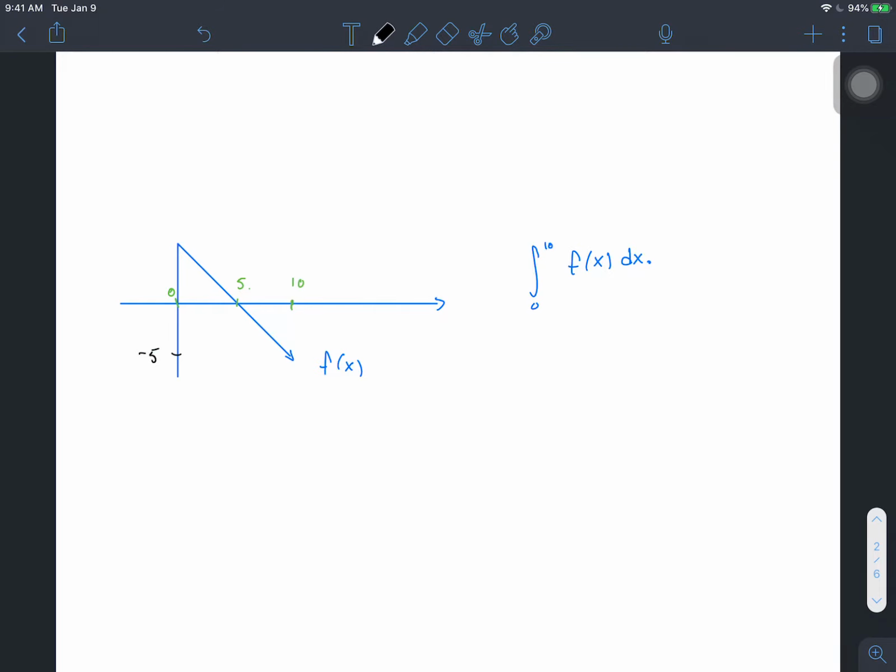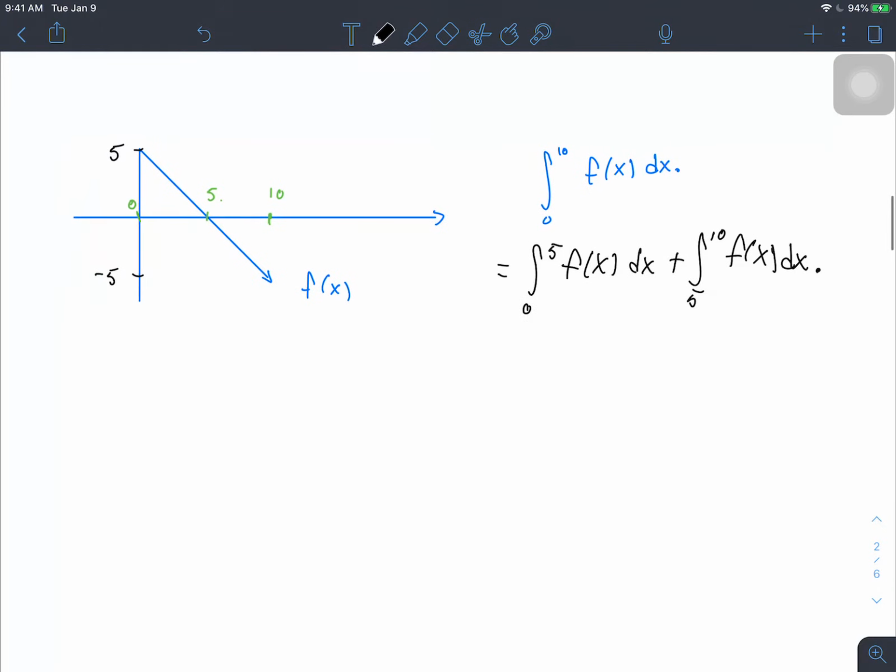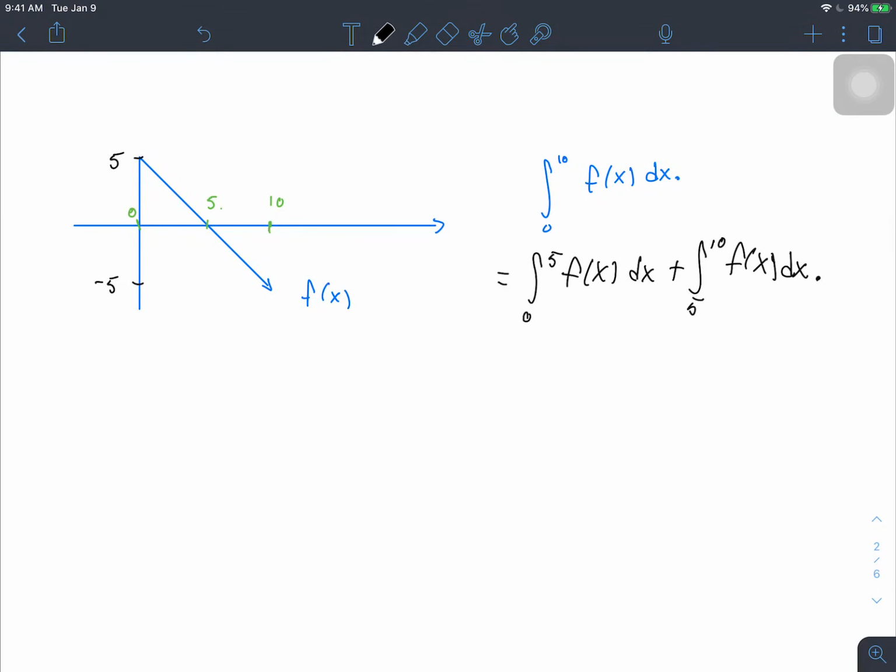Let's say -5, and let's call this 5. If I want to find the integral from 0 to 10 of f of x dx, well, I know I can split that up into the integral from 0 to 5 of f of x dx plus the integral from 5 to 10 of f of x dx. And now let's work on computing each of these.